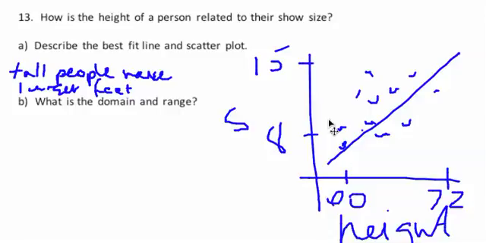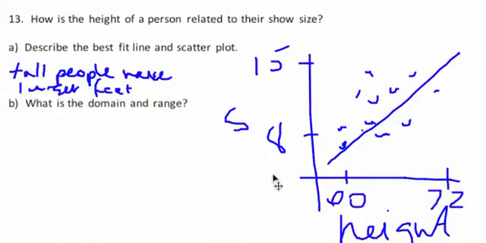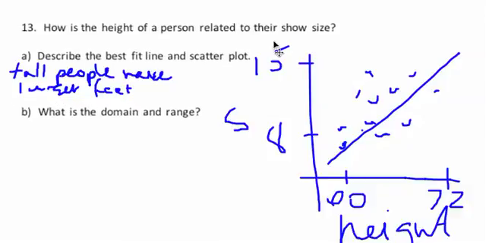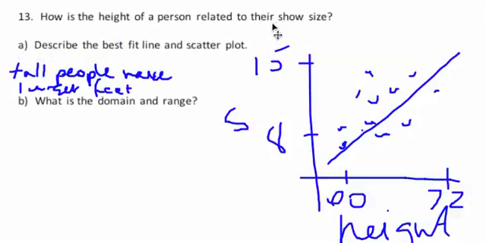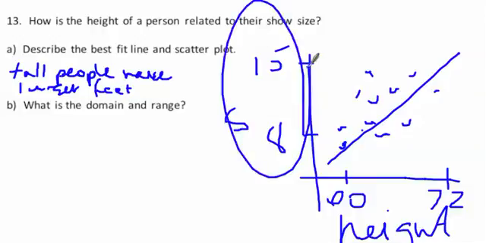Domain and range. Well, domain, remember, is the x values. So my domain would make sense to go somewhere between 60 and 72. We're just looking at what would make sense. And then the range would be somewhere between 15 and 8. I'm moving things all around. The range would be somewhere between 15 and 8.